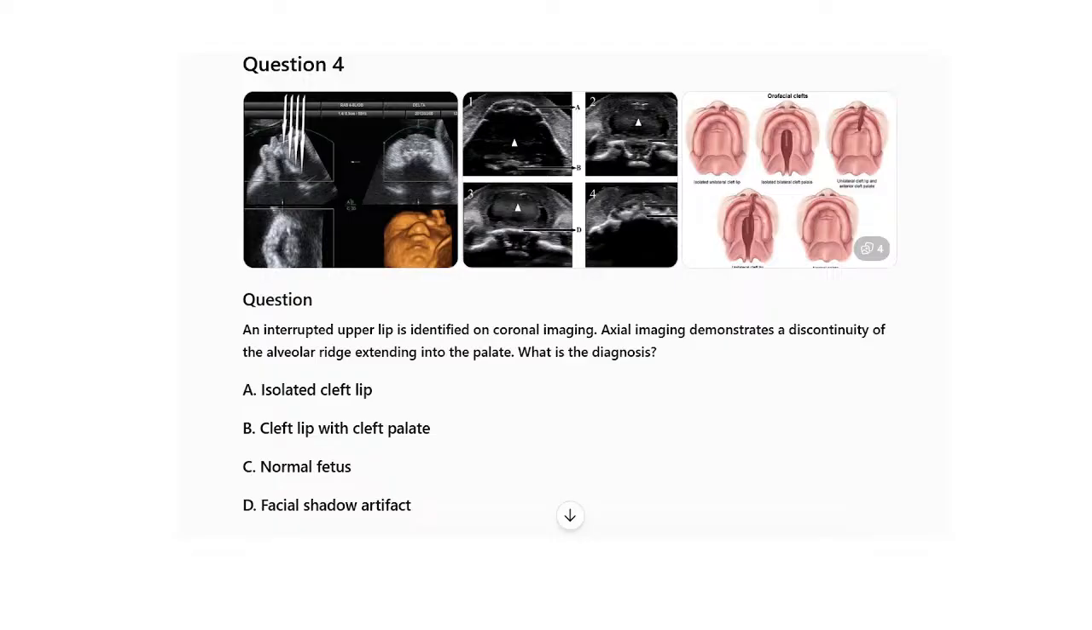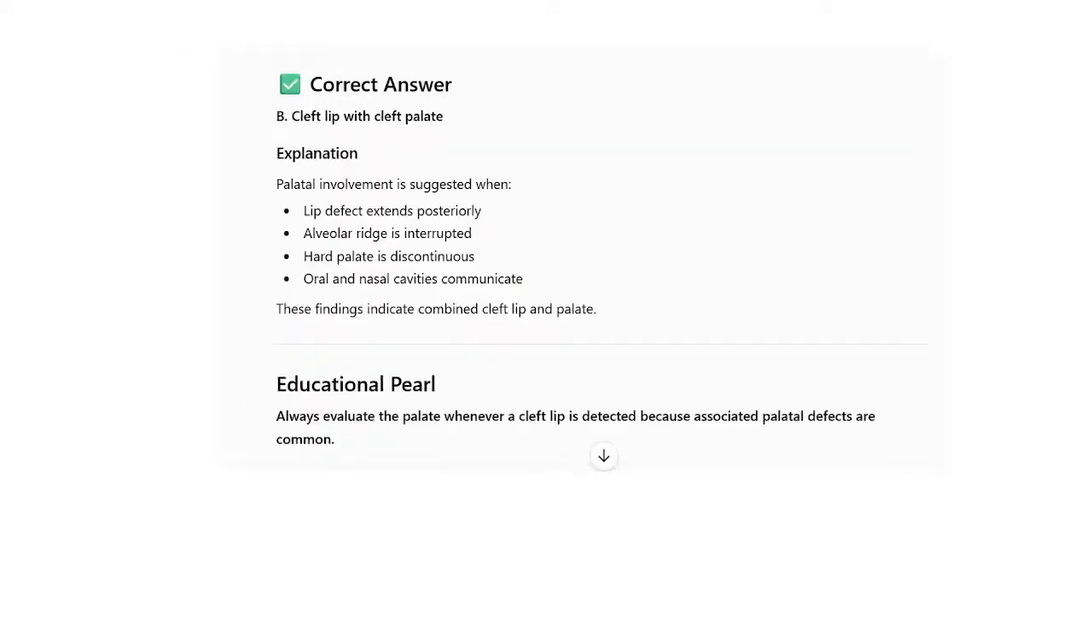An interrupted upper lip is identified on coronal imaging. Axial imaging demonstrates a discontinuity of the alveolar ridge extending to the palate. What is the diagnosis? A. Isolated cleft lip. B. Cleft lip with cleft palate. C. Normal features. D. Facial shadow artifact. So the correct answer is B, which is cleft lip with cleft palate.